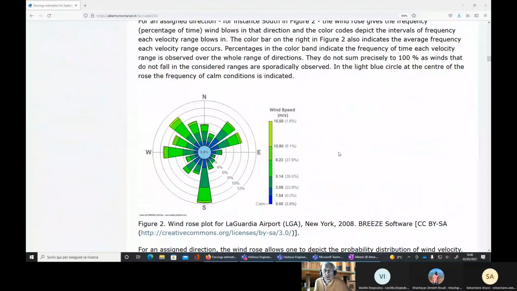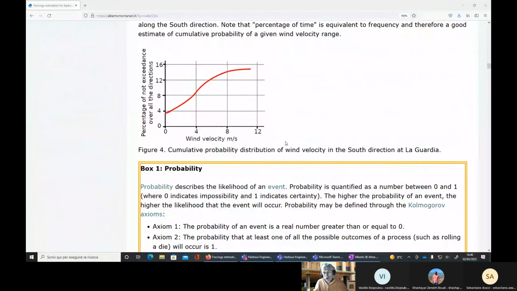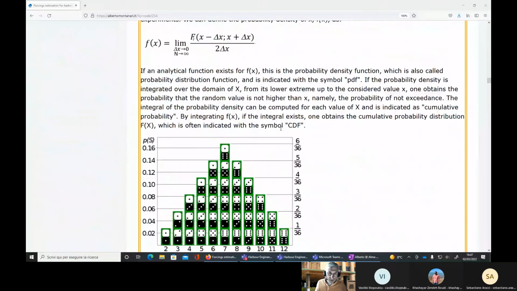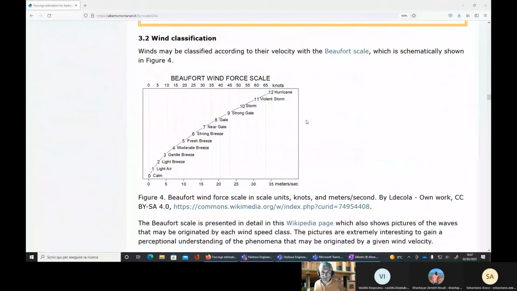And therefore, it's also important that you think about the association of the information from the wind roses and the concept of probability distribution, because through the probability distribution, you may estimate the extreme wind speed that you need to compute the wind forcing. And then we talked a lot about probabilities. And then we discussed the Beaufort wind force scale. Just remember what it is, because this scale is frequently used in technical discussions.